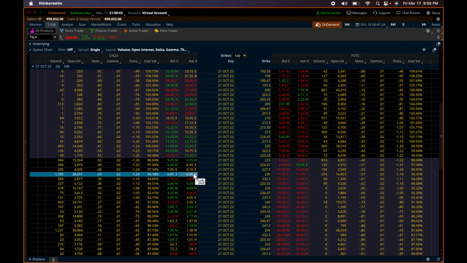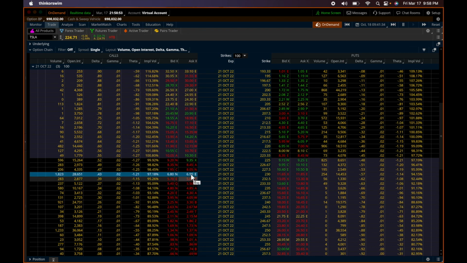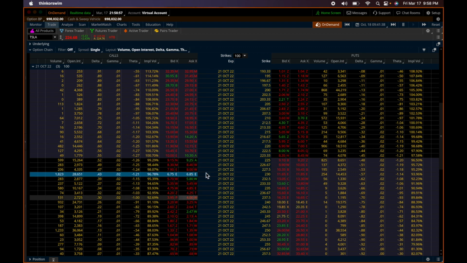Once I purchase this contract, hopefully the stock price starts moving up. When it starts moving up, the premium, or the price of this contract, is also going to go up. Basically, what you want to wait for is for this 230 to work its way up to be at the money or in the money.